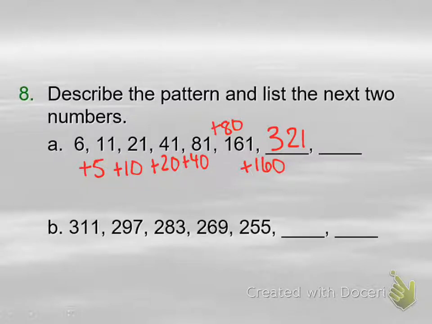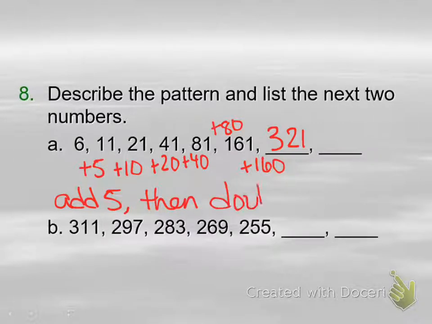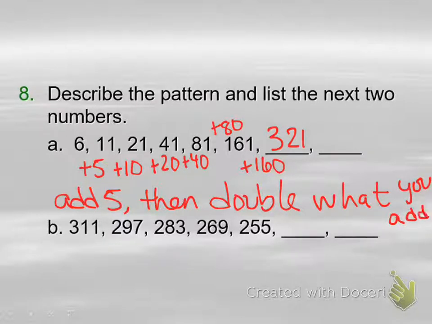So add 5, then double what you add. It's going to be the easier way. I'm running out of room. You add. Okay, so if that's the case, what should we add this next time? We should add 320. Plus 320. So that would give us 641.